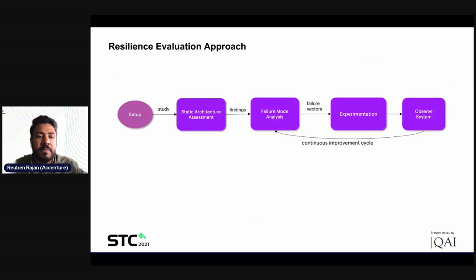So for resilience testing, this is the number of steps that we look at. This is the most simplified way of looking at it. You start with the static architecture assessment, wherein you identify failure modes, starting with the entire architecture, then going deep diving into each of those business flows, and then from business flows to architecture components, which could be some technology that you're using.